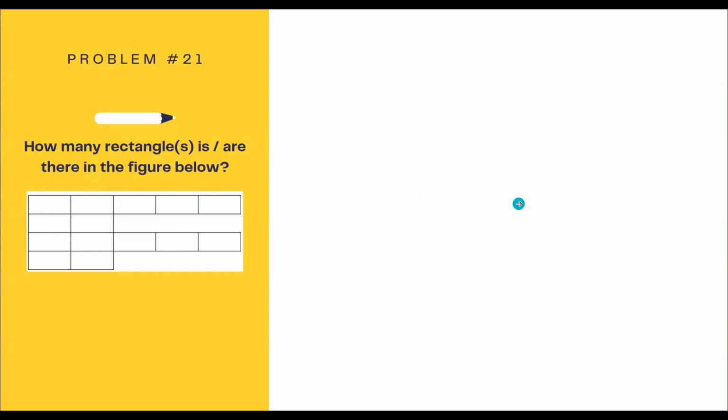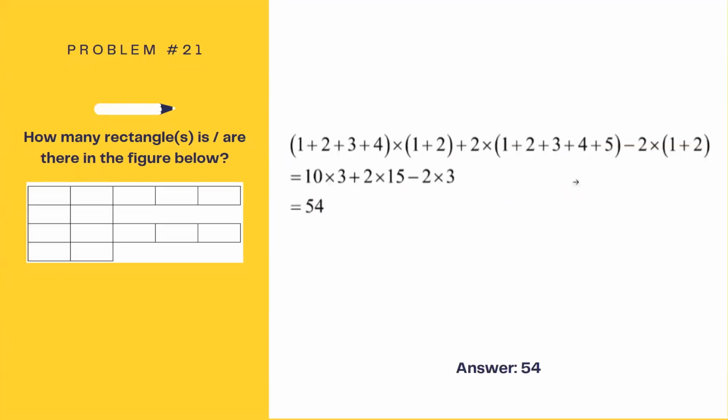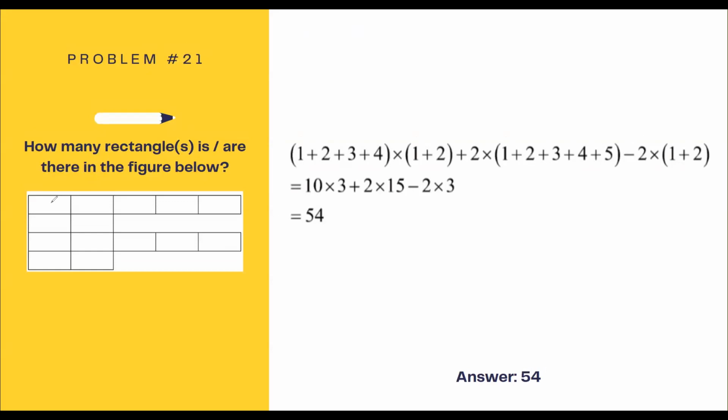Okay, so let's see. For this problem, you can simply count up or group. For example, this one, we have 1, 2, 3, and 4, right? Then we have 1 and 2. If we try to group this one, we will have 1 plus 2 plus 3 plus 4 times 1 plus 2.